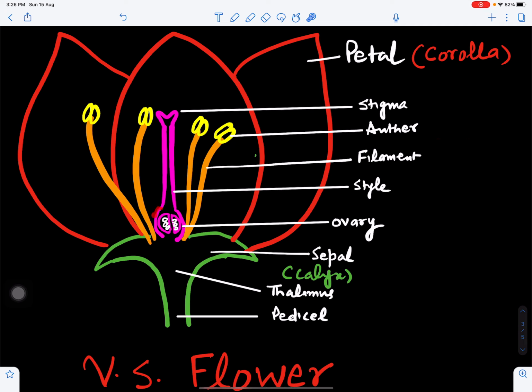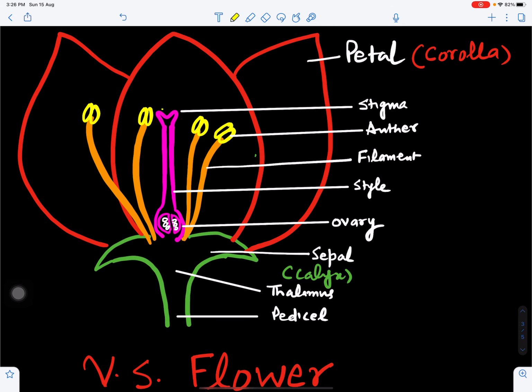Now this part is the ovary, this is the style, and this is the stigma. Now this part, the ovary, has ovule-like structures, ovules. Ovules are born on a cushion-like structure called placenta. And this part is the style and this is the stigma.